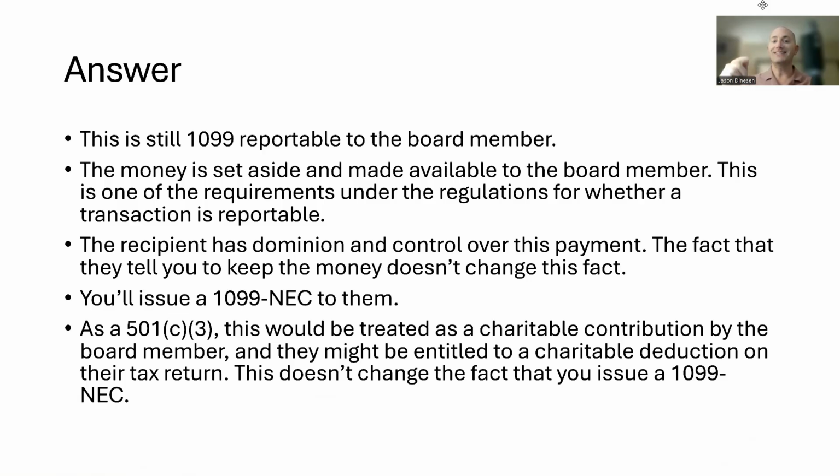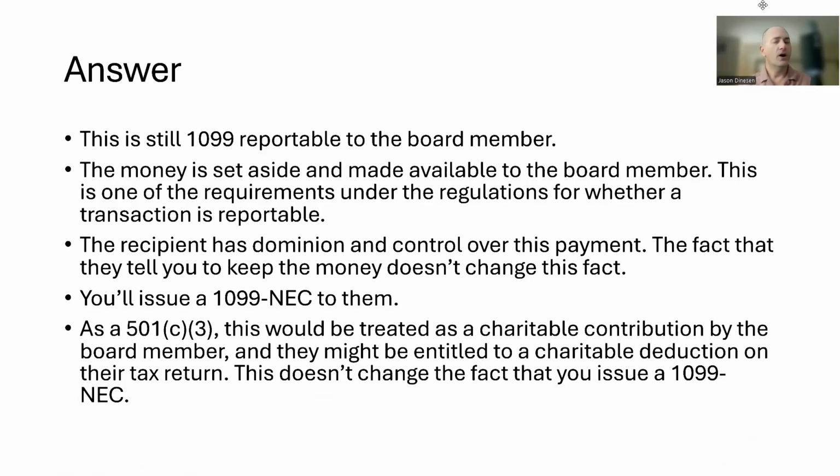The fact that they tell you to keep the money doesn't change that fact. So you will issue a 1099 to them. And with boards of directors, it's 1099 NEC that would be the proper form.